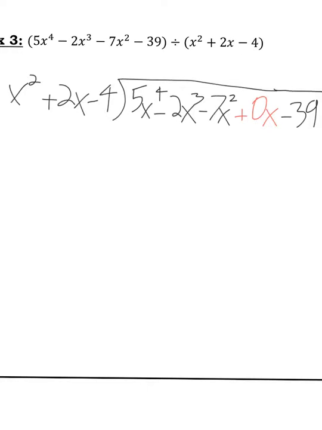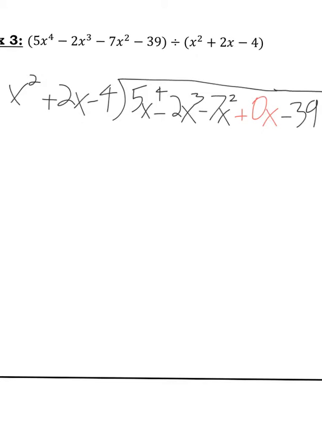So in this example, I have 5x to the fourth minus 2x to the third minus 7x squared minus 39, divided by x squared plus 2x minus 4. Okay, so I set it up like normal. The only thing is I threw in a 0x here.